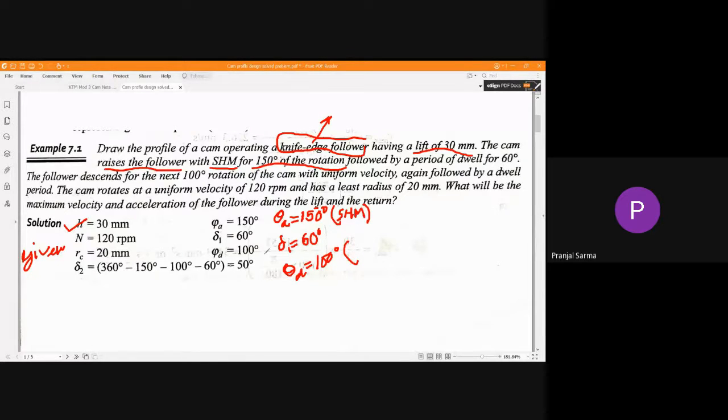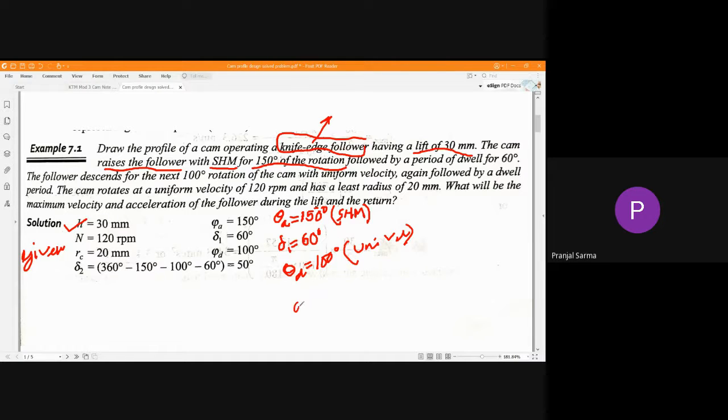So now theta a and theta d, for the ascent stroke as well as the descent stroke, both the types of motion that the follower is exhibiting are different. Here it is with uniform velocity, and again followed by a dwell period.